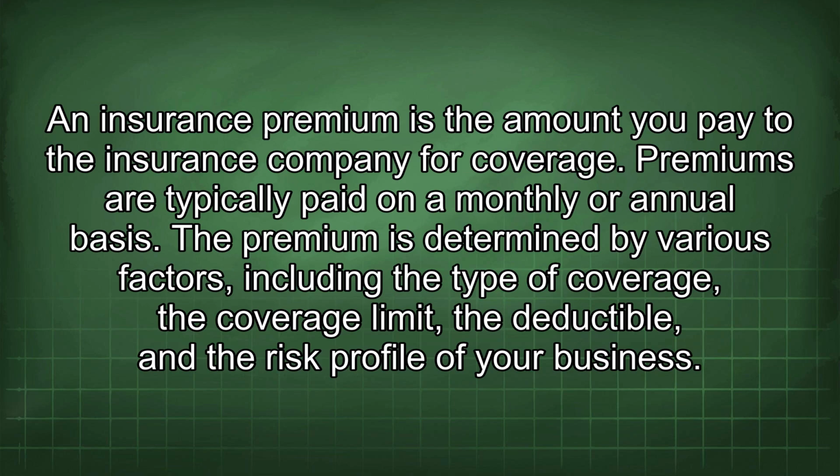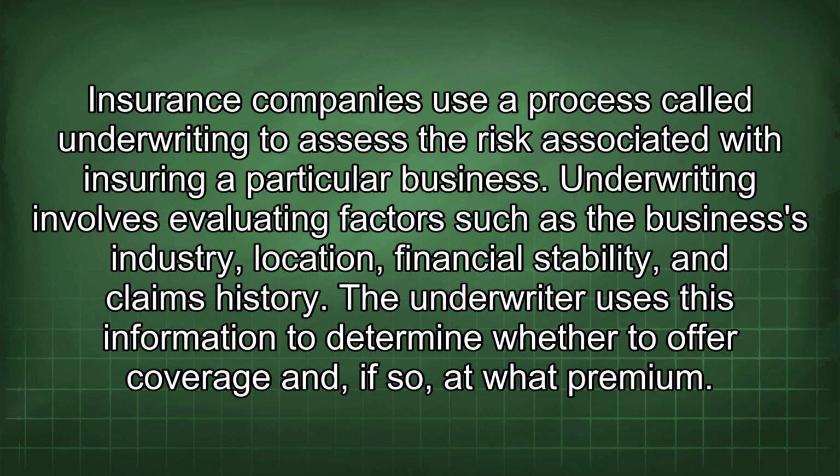Insurance companies use a process called underwriting to assess the risk associated with insuring a particular business. Underwriting involves evaluating factors such as the business's industry, location, financial stability, and claims history. The underwriter uses this information to determine whether to offer coverage and, if so, at what premium.